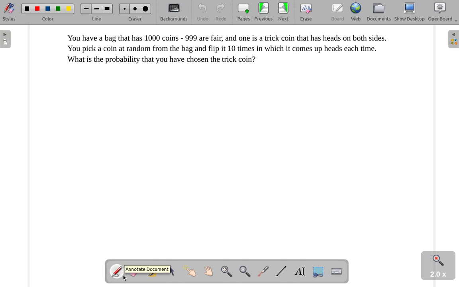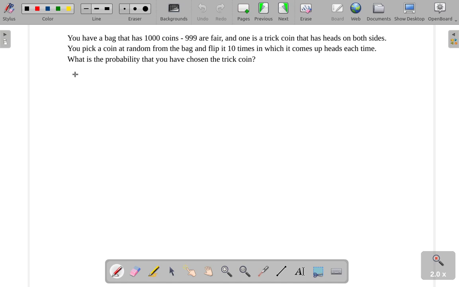You have a bag that contains 1,000 coins. 999 of them are fair, and one of them is a trick coin. That trick coin has heads on both sides. You pick a coin from this bag at random. So you reach in, you grab a coin, and you flip it 10 times. Every single time you flip that coin, it came up as heads. What is the probability that you've chosen the trick coin?